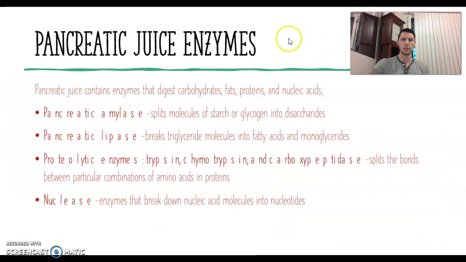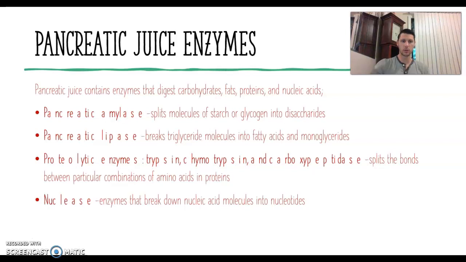So when we move on and look at the actual functions of the pancreatic juice enzymes, they have roles in breaking down a lot of macromolecules. So we can break down carbohydrates, fats, proteins, and even nucleic acids. And so the specific enzymes that are secreted from the pancreas through these acini cells are the pancreatic amylase, which is the one that breaks down starch and glycogen into disaccharides for digestion.